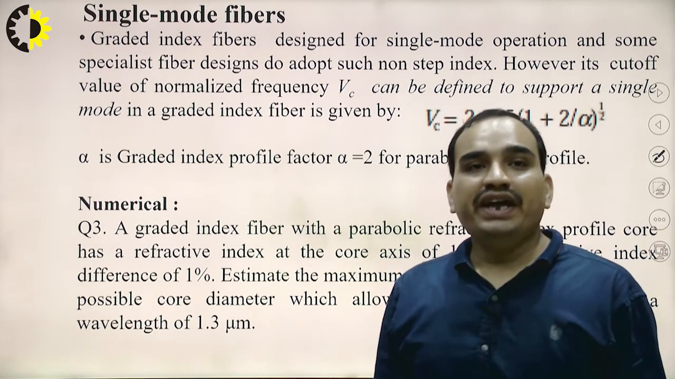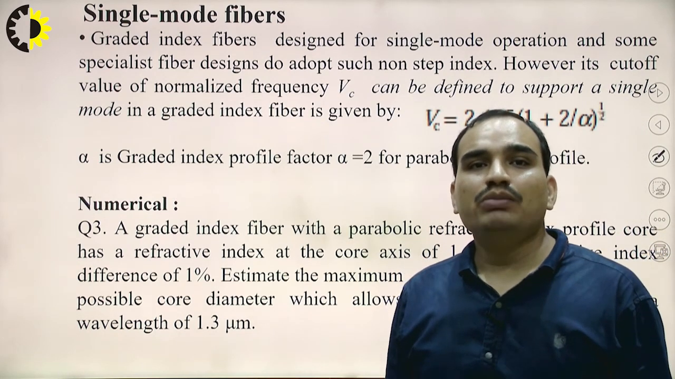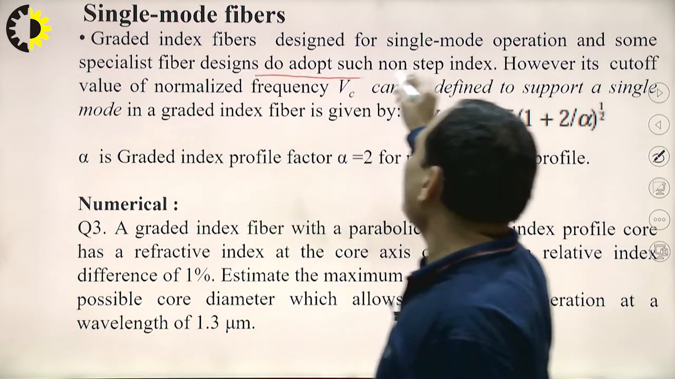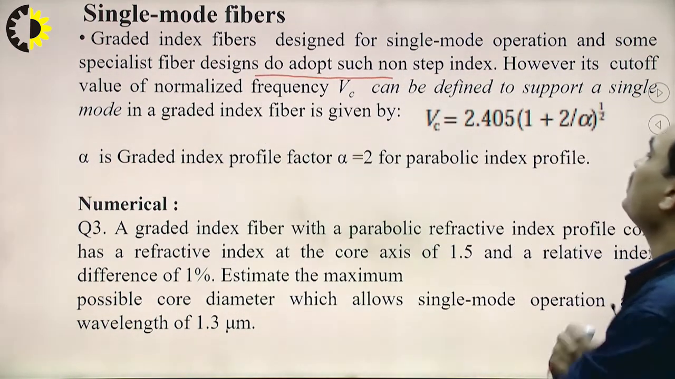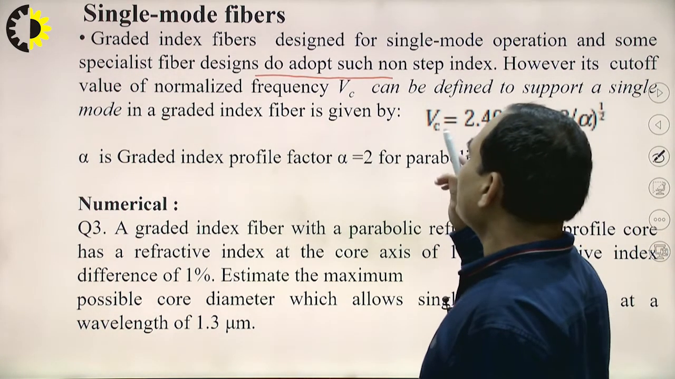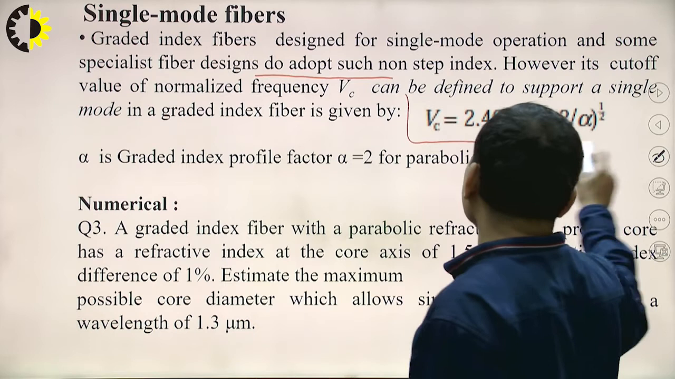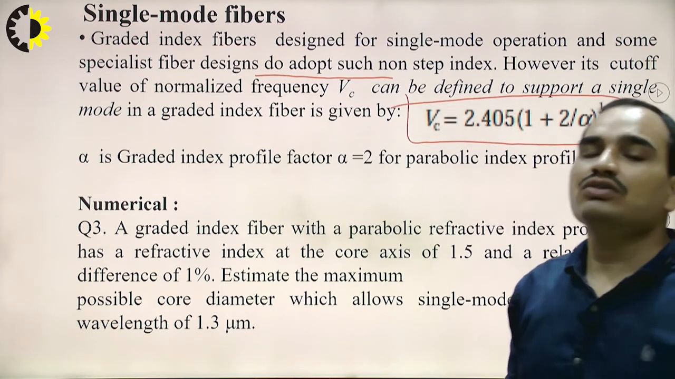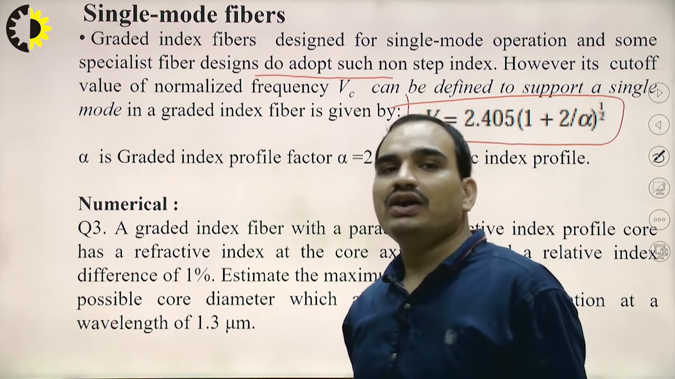So graded index fiber can be designed for single mode operation. Other specialist fiber designs do adopt such non-stepped index. So when we define a graded index fiber to support single mode, the cutoff frequency should be 2.405 times the square root of 1 plus 2 by alpha.